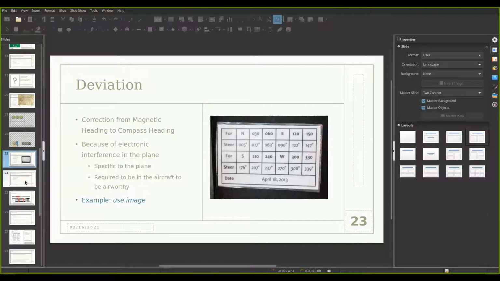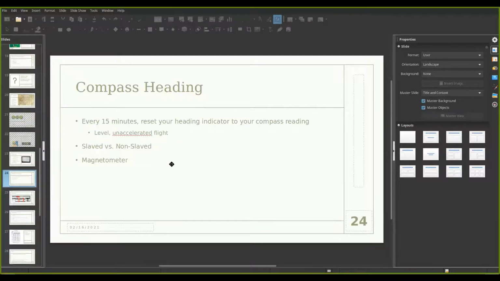Moving to the next one. Compass heading. So if you've been flying for any length of time, you'll notice that the heading indicator, most of the time, we looking good, Monique?